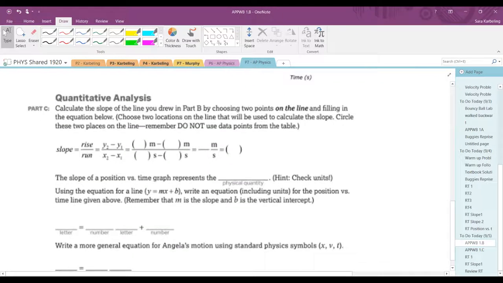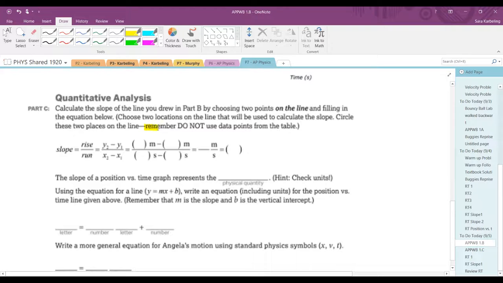Really, the things that I want to focus on are these things down here. Okay. So a couple of things that I would encourage you to highlight, underline, glitter pen, whatever it is that you use to make sure that you're paying attention. This would be the time to get that out. A couple of things to pay attention to. We're going to choose two locations on the line that we can use to calculate the slope.